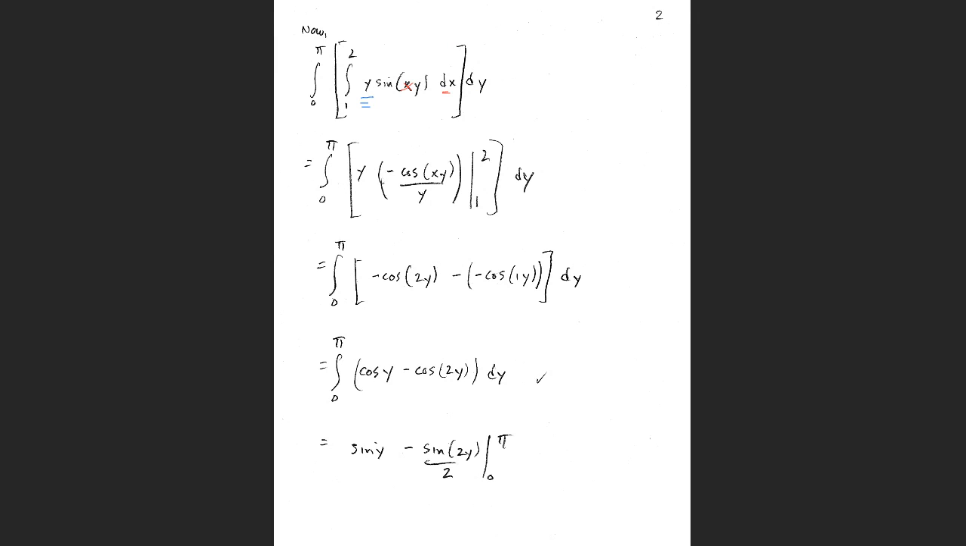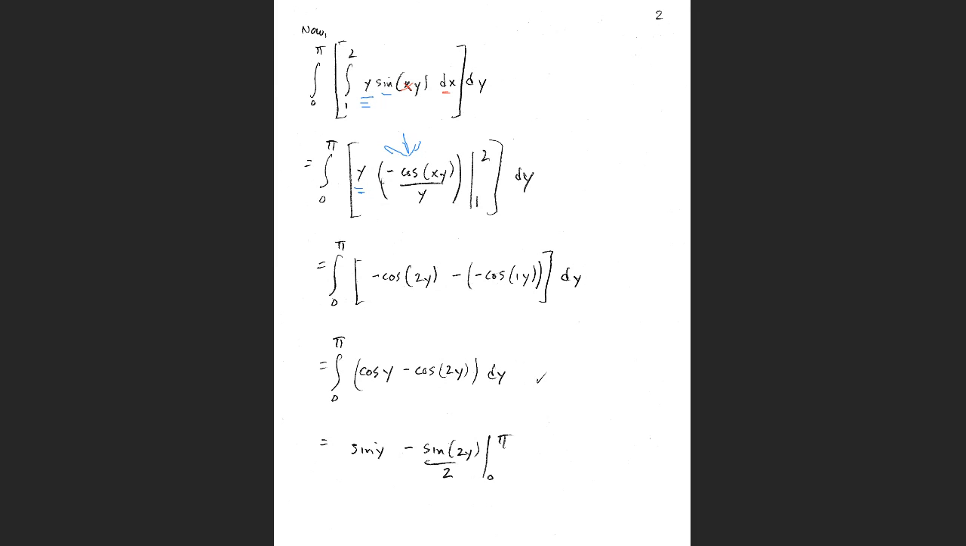I could pull it out in front of the integral, but I could also just let it stay there. And the antiderivative of the sine is minus cosine. But then I have an x times y there, so I have to divide by y.